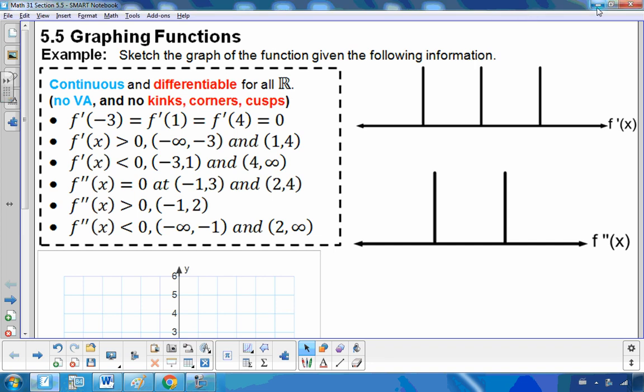Hello, Matthews Gatos here. In this lesson, we're going to look at part 1 of 5.5 graphing functions. So this is where everything we've been working on this chapter comes together in one beautiful lesson.